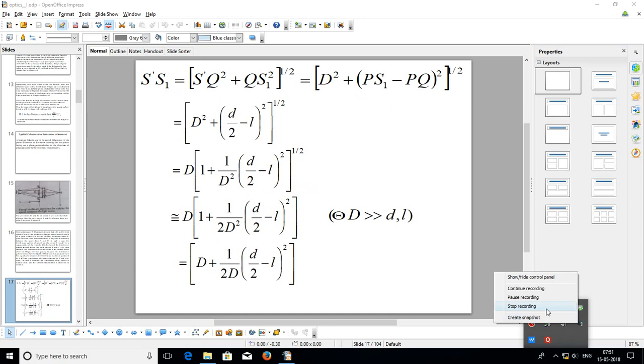Spatial coherence or transverse coherence. A beam of light is said to be spatially coherent if the phase difference of the waves crossing two points lying on a plane perpendicular to the direction of propagation of the beam is time independent.